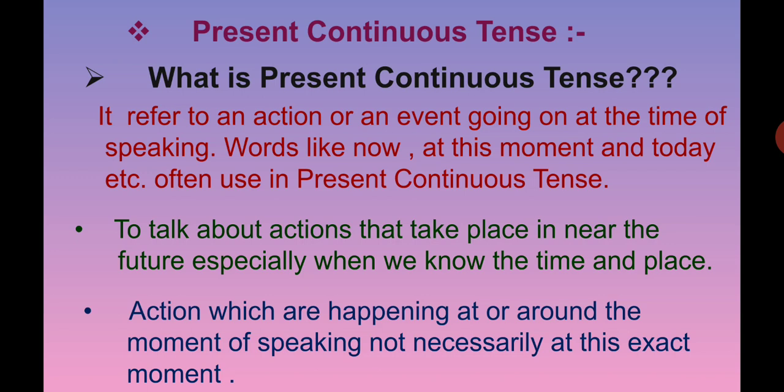Actions which are happening at or around the moment of speaking, not necessarily at this exact moment. It means that actions are happening around the moment, not at the same time as the speaking, but after or before the speaking. It is called the present continuous tense.